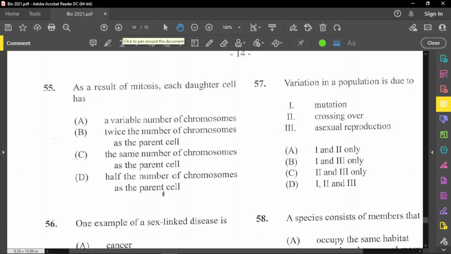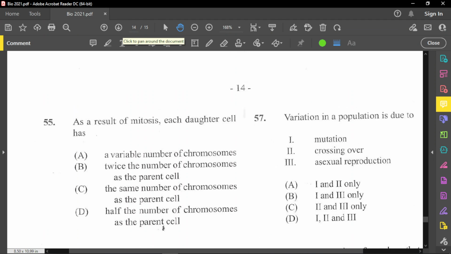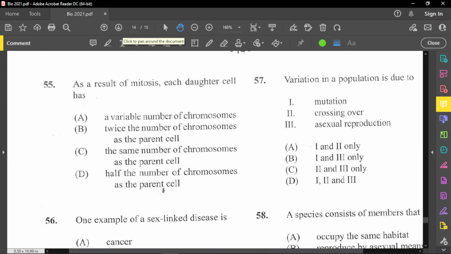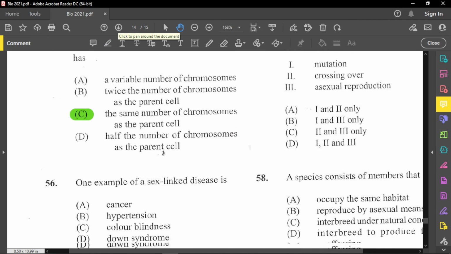All right. Now, question number 55. Let me make sure that I don't skip any question. Yeah, okay, we are right. So, question 55. It said, as a result of mitosis, each daughter cell has what? A, a variable number of chromosomes, not true at all, because they have the same number. B, twice the number of chromosomes as the parent cell, not true, they have the same number. So C, the same number of chromosomes as the parent cell, yeah. So 55 is off the bat, C. Okay.